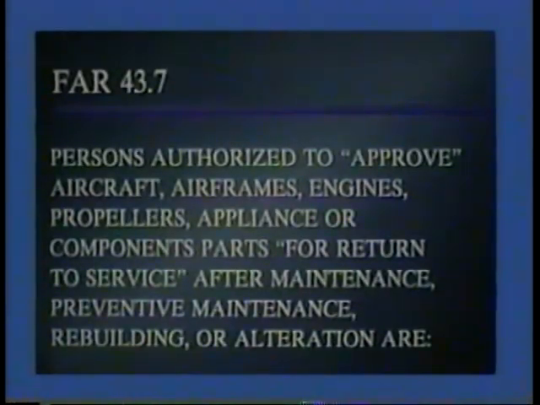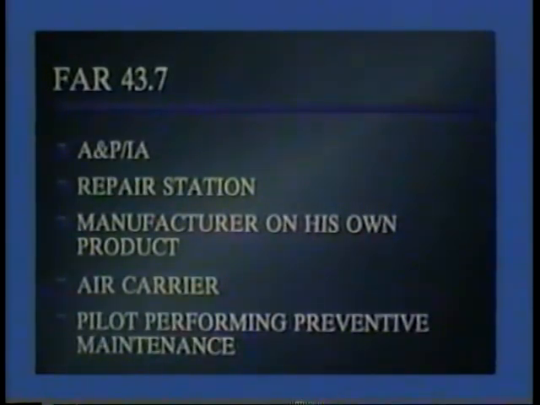FAR 43.7 is titled Persons Authorized to Approve Aircraft, Airframes, Engines, Propellers, Appliances, or Component Parts for Return to Service After Maintenance, Preventive Maintenance, Rebuilding, or Alterations. They include A&P mechanics, IAs, repair stations, manufacturers, air carriers, and private pilots working on aircraft which they own or operate.